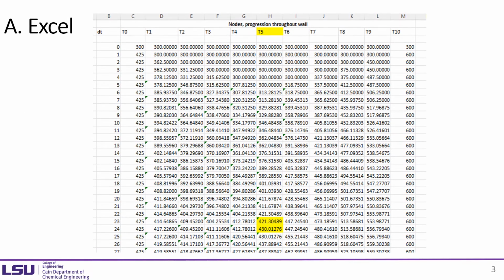So I started with an Excel file. As you can see here, I said that the T0, T1 are my intervals, like going through the length of the wall in 1D, one dimension, just the X direction. And I named the center to be T5, which is why it's highlighted. So the steps were to the right under the DT column, and I found that 425 was reached between the 23rd and 24th iterations, which I interpolated in a second. So we'll go ahead and get that.